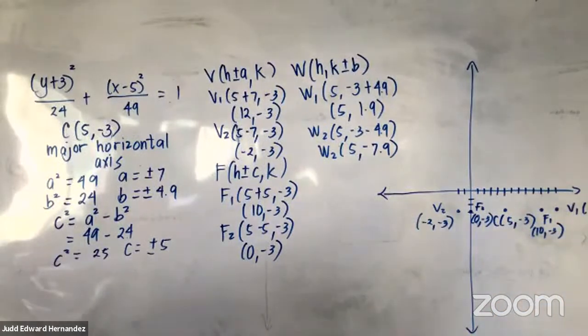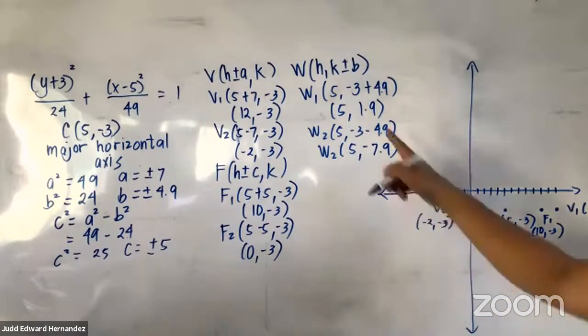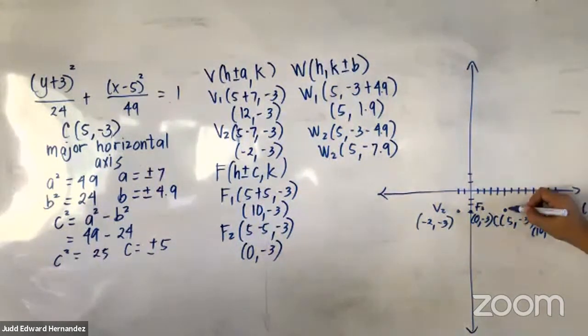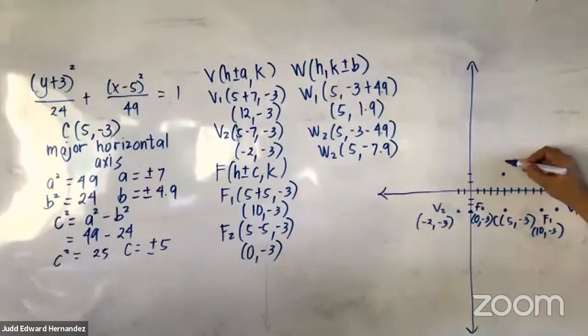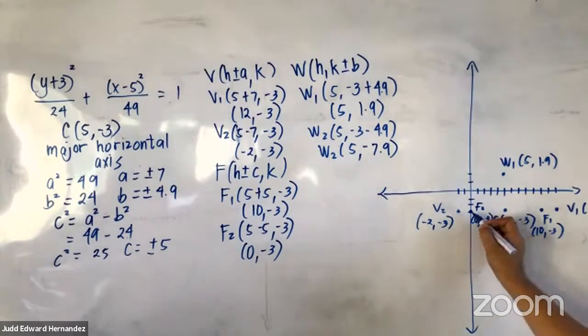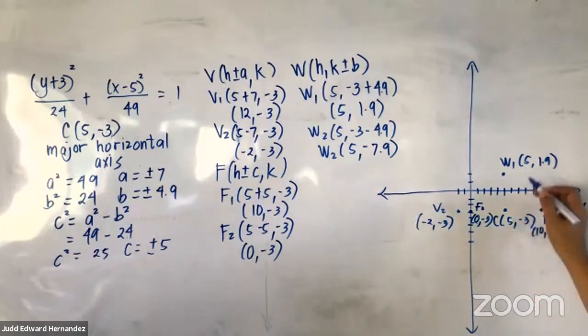Okay? And for the co-vertices, that is (5, 1.9). So this is 1, 2, 5, 1.9. So this is our W1, located at (5, 1.9). And our W2 is (5, negative 7.9). So this is negative 3, 4, 5, 6, 7.